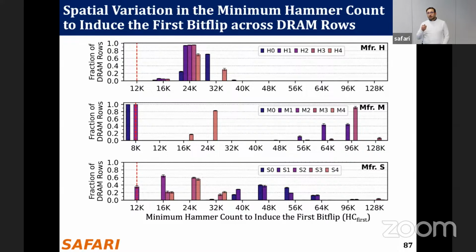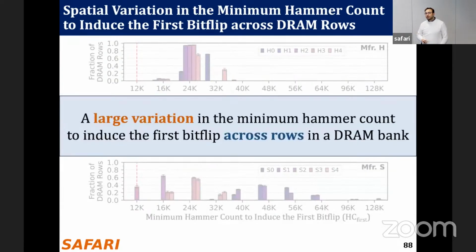I show the same plot for modules from all 3 manufacturers. The top one is SK Hynix, the second one is Micron, the third one is Samsung. And we observe a large variation in the minimum hammer count to induce the first bit flip across rows in a DRAM bank for all DRAM modules from all three manufacturers that we test.